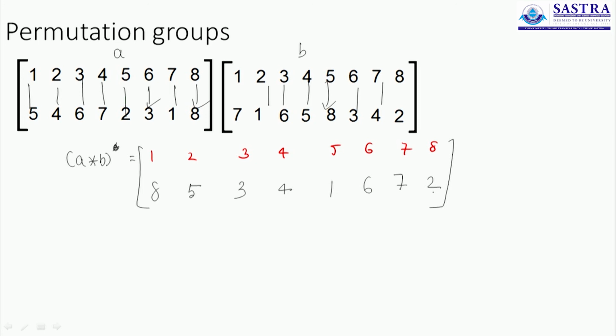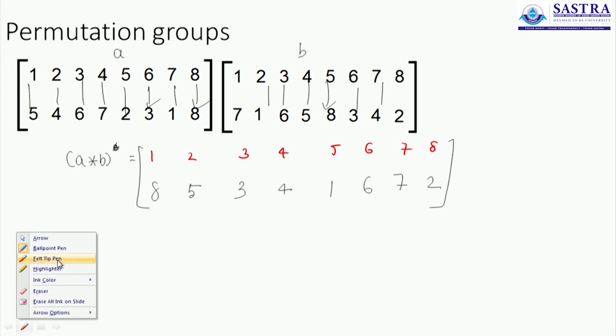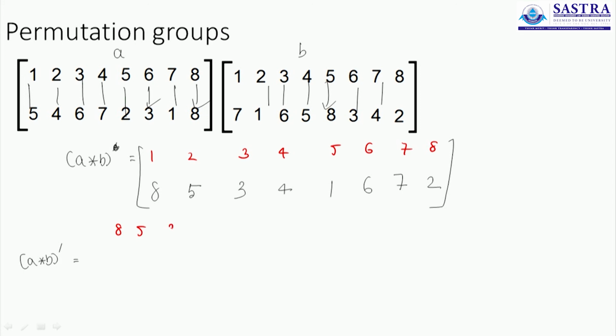Now I want the inverse of A star B. What is the inverse of A star B? This is pretty easy, just like how we did the previous problem. You will flip the rows and rearrange the columns. Let us first flip the rows. I will write 8, 5, 3, 4, 1, 6, 7, 2. I will write 1, 2, 3, 4, 5, 6, 7, 8.